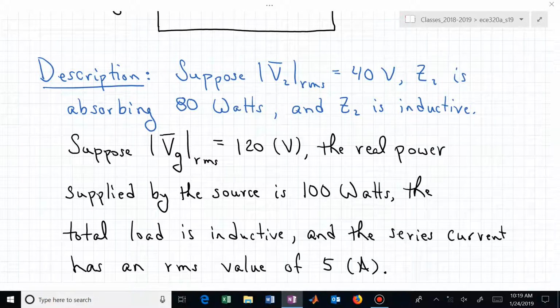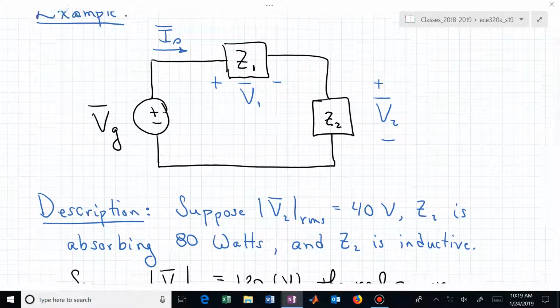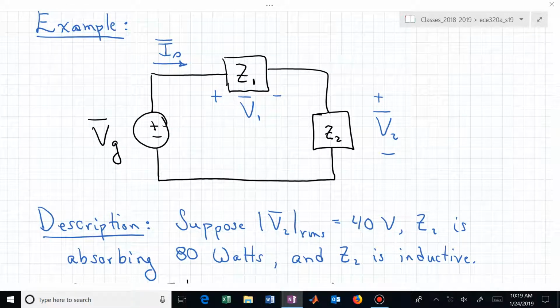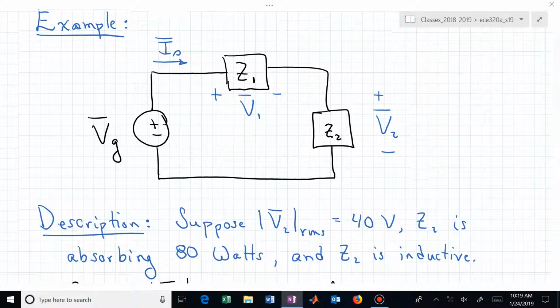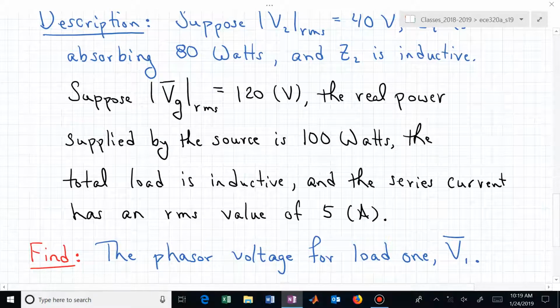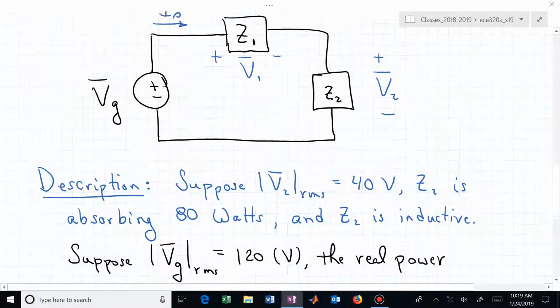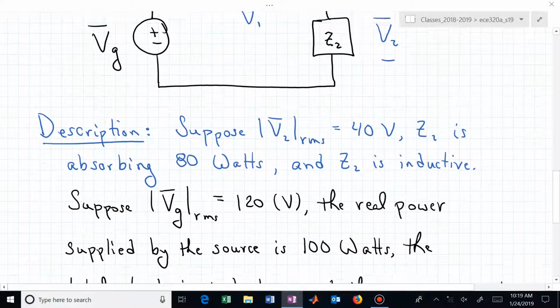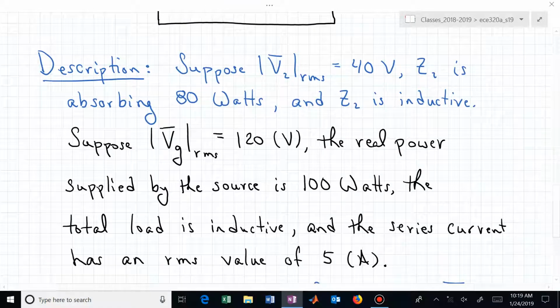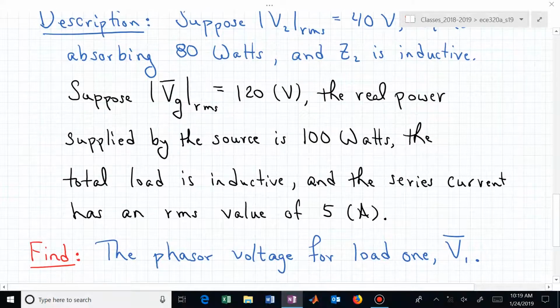And we're also told that the net total load is inductive, meaning the combination of Z1 and Z2 overall looks inductive to the load. And we're told that the series current, this I sub S, has a magnitude. We're not told anything more than that, but it has an RMS value of 5 amps. We don't know its angle. It's a phasor. Here's our problem.